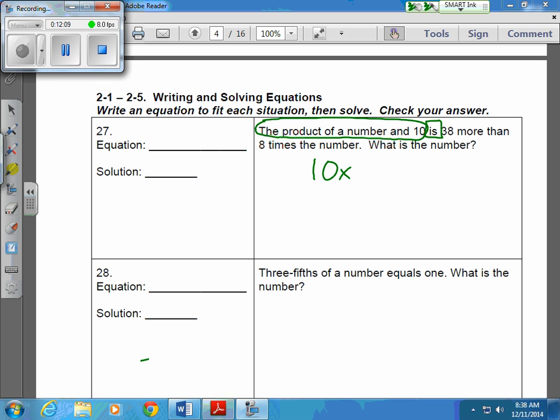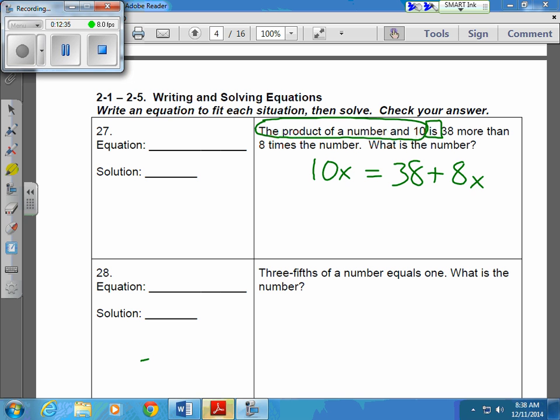Equals 38 more than. What is "more than"? Plus. 38 plus 8 times the number. So 8 items. More than 8 times the number, 8 times x, which is 8x. What is the number?